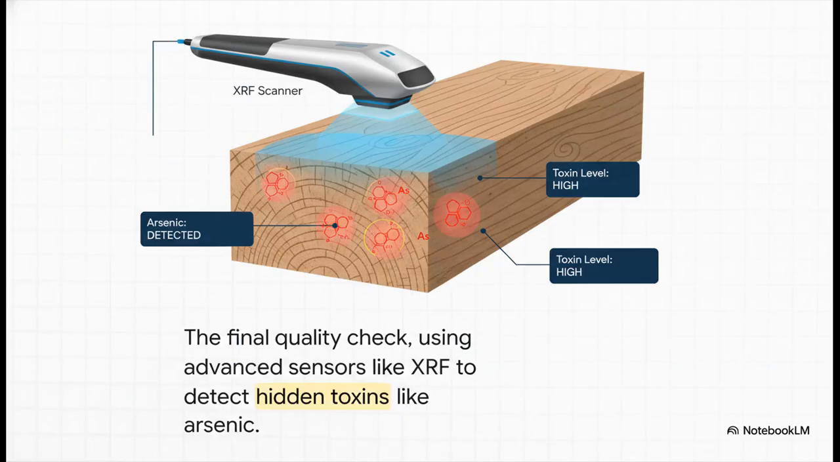And finally, Layer 5. If there's even a shadow of a doubt, this is the final quality check. The scientific validation layer uses serious industrial-grade sensors like X-ray fluorescence to hunt for hidden chemical contaminants, things like arsenic and chromium, to provide the ultimate definitive proof of purity.